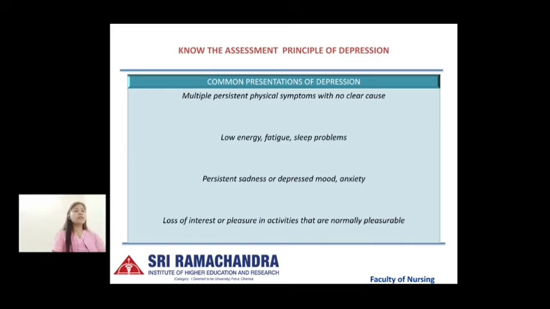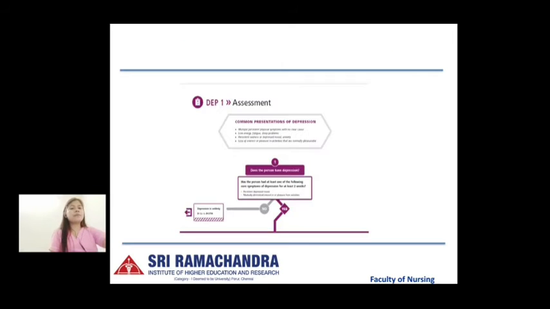The first one is multiple persistent physical symptoms with no clear cause, low energy, fatigue, sleep problems, persistent sadness or depressed mood, anxiety, loss of interest or pleasure in activities that are normally pleasurable. These are the common presentations of depression. Next is the assessment principle of depression.